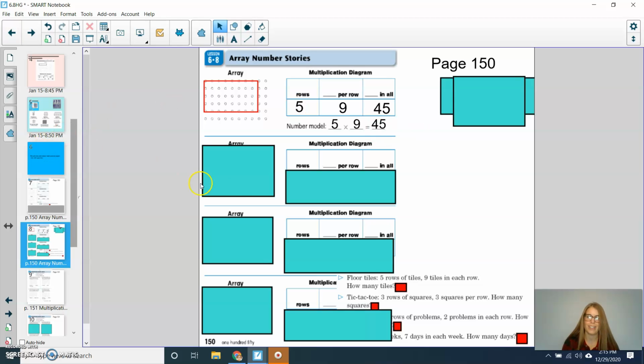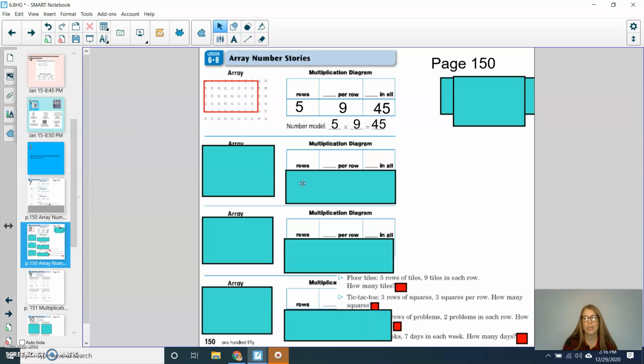Let's try another one like this. This next one will be a little bit easier to solve. Tic-tac-toe. We have 3 rows of squares and 3 squares per row. How many total squares? Could you plug in that information in this box and create your array? Press pause and play when you're ready to check.